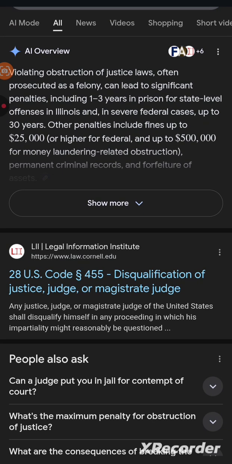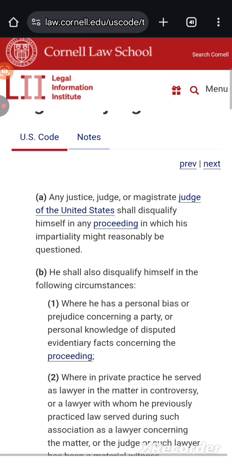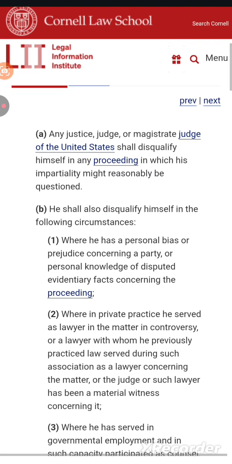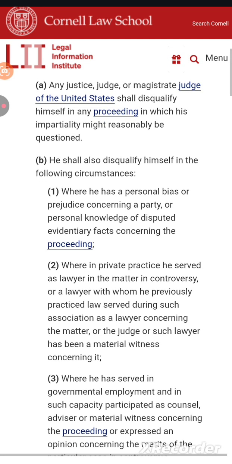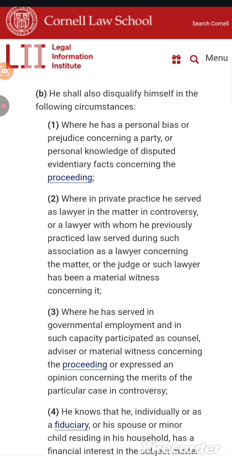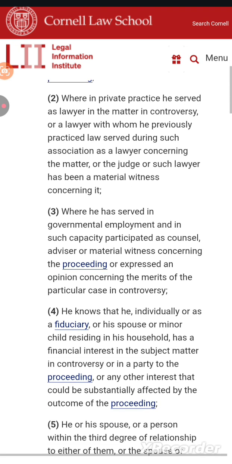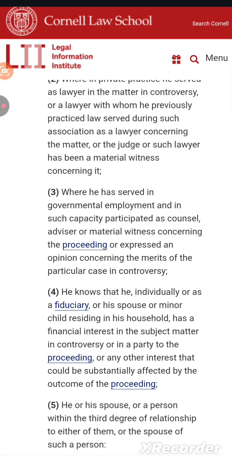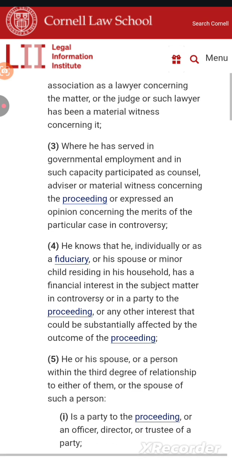Disqualification of justice, judge, or magistrate judge. Any judge or magistrate judge of the United States shall disqualify himself in any proceedings in which his impartiality might be reasonably questioned. He shall disqualify himself in the following circumstances: where he has personal bias or prejudice concerning a party, or personal knowledge of disputed evidentiary facts concerning the proceedings. When in private practice, he served as a lawyer in the matter in controversy, or a lawyer with whom he previously practiced law served during such association as a lawyer concerning the matter, or the judge or such lawyer has been a material witness concerning it.